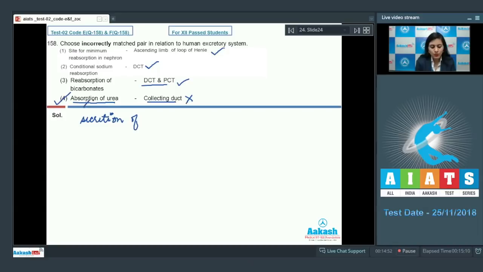and not absorption of urea, which occurs in collecting duct. Collecting duct secretes urea into the interstitium fluid, thereby increasing the osmolarity of this medullary interstitium for the reabsorption of water. So the correct answer for this question is option number 4. Let's discuss our next question.